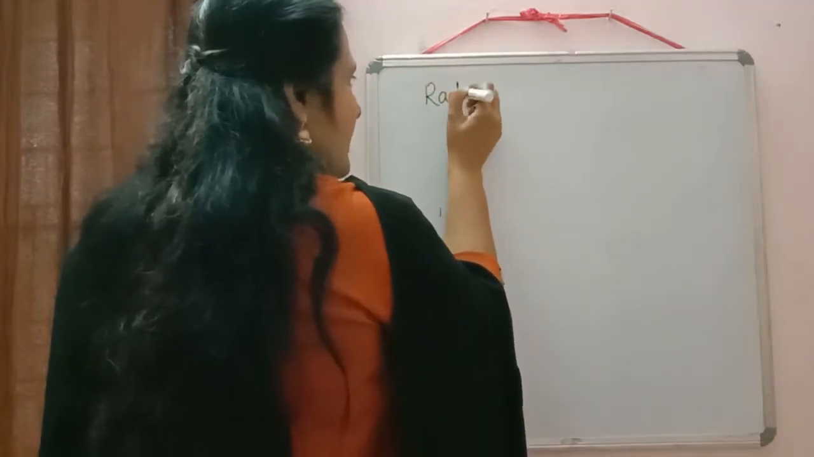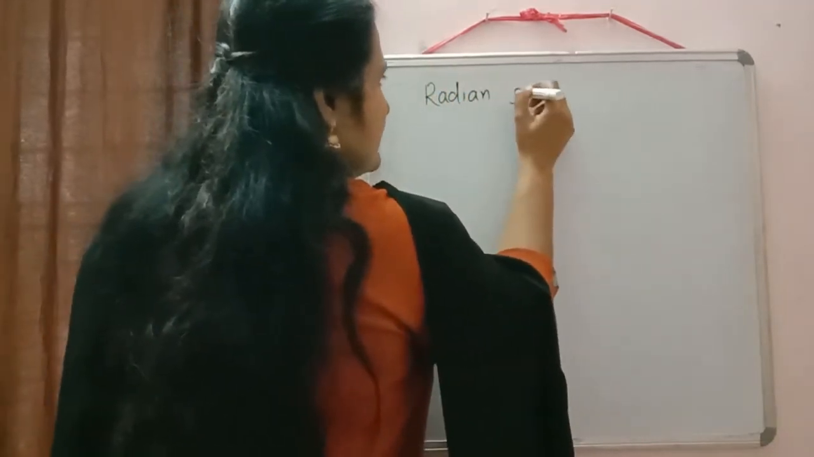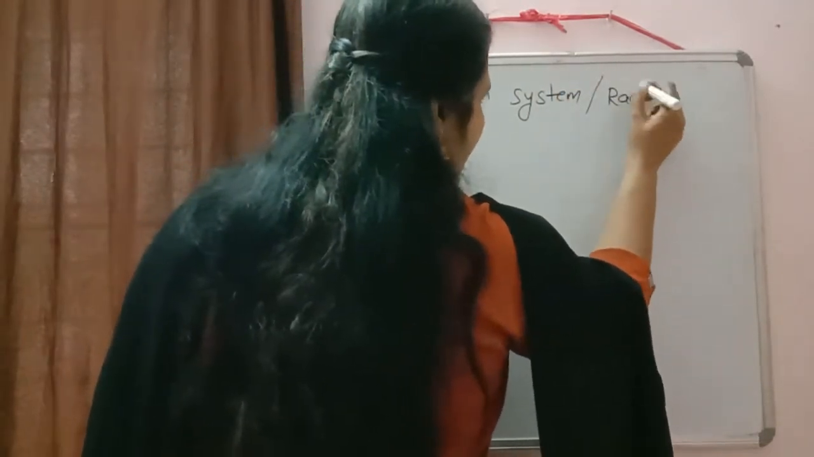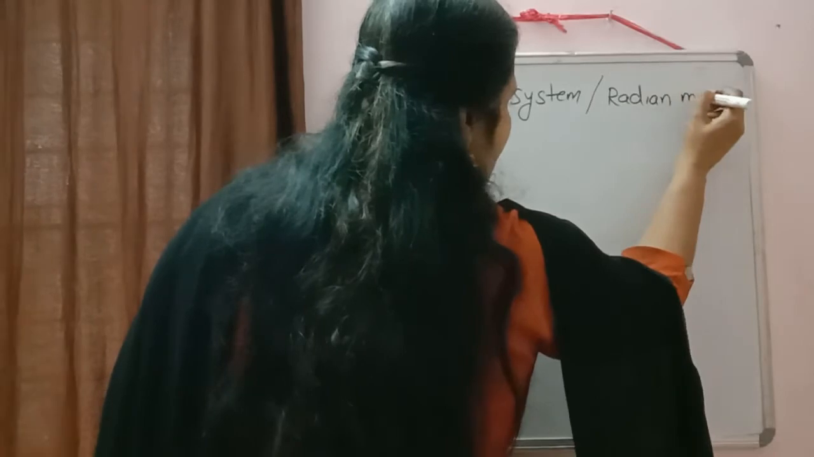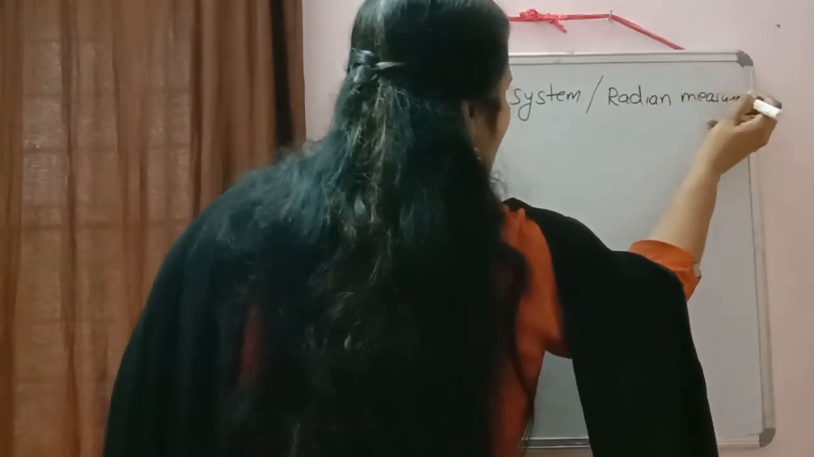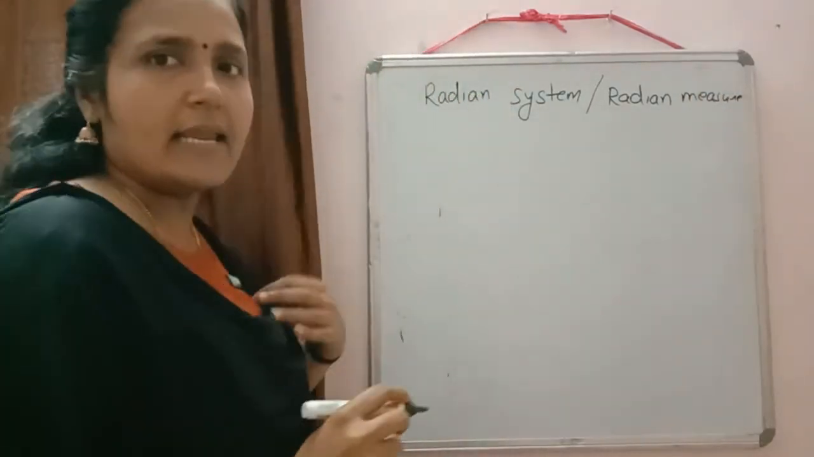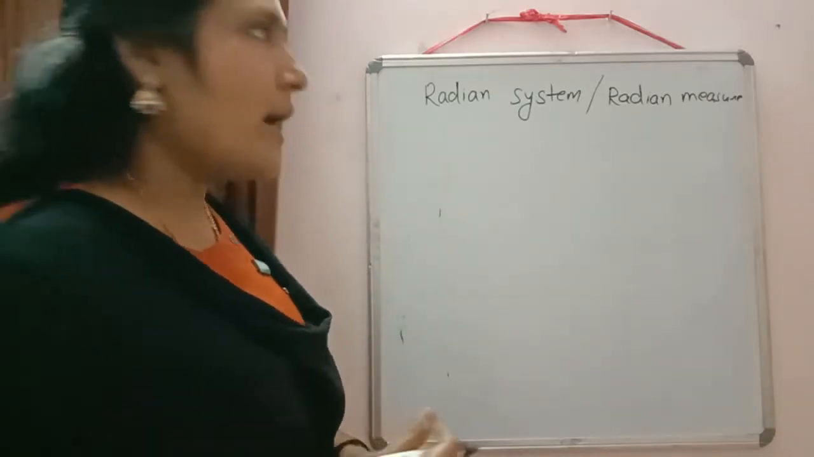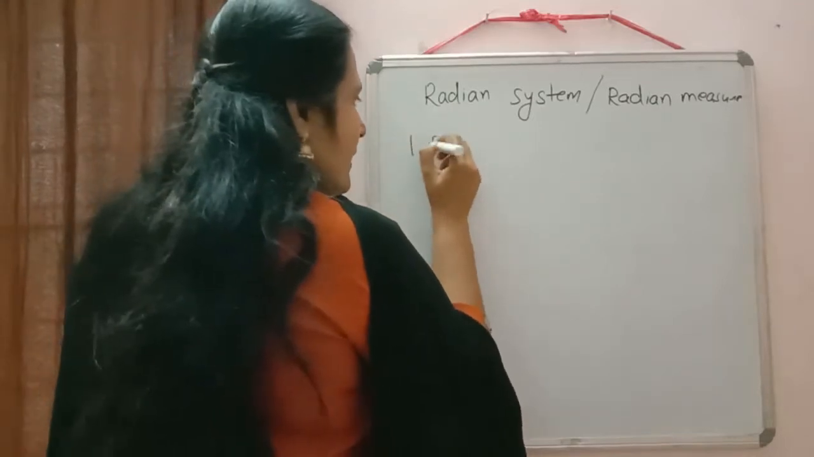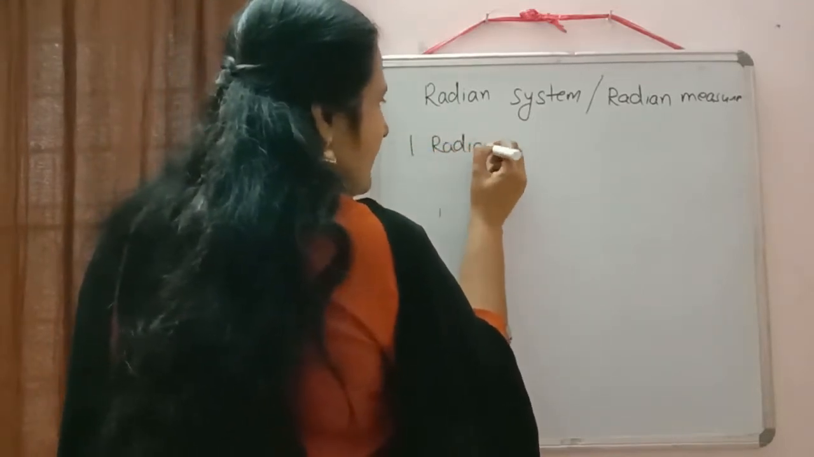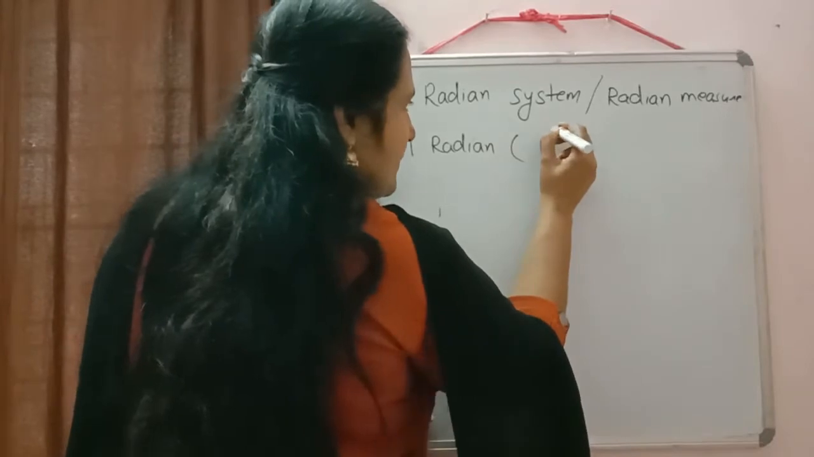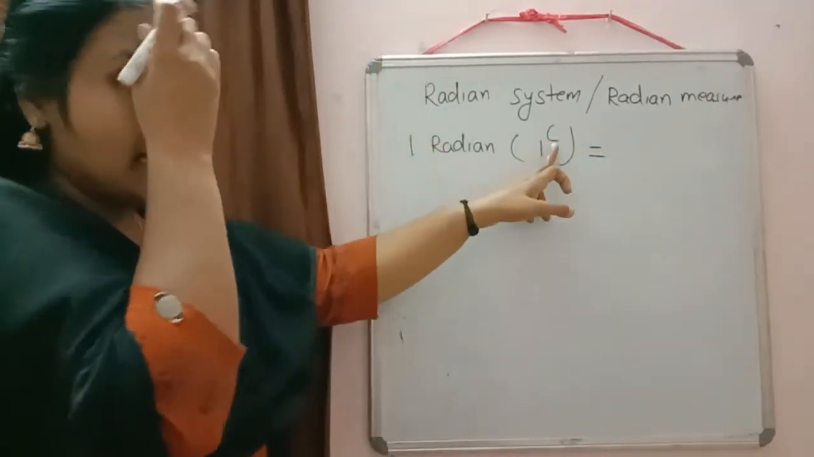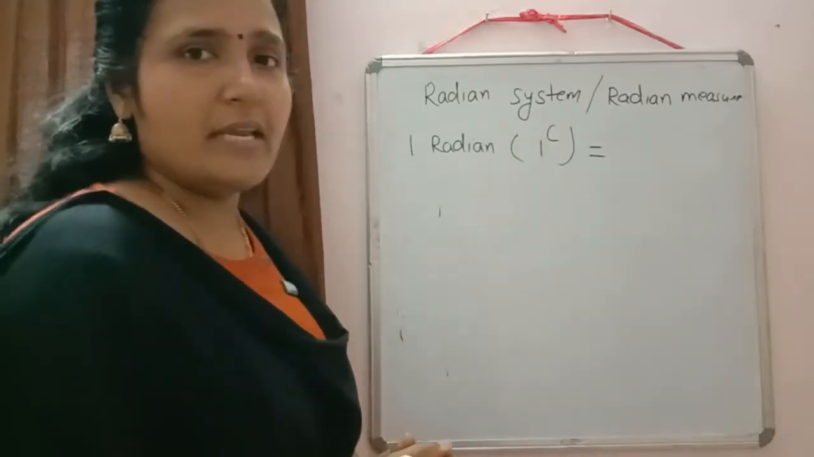So write down, put the heading radian system or radian measure. First, all of you just write down the definition and then I will explain radian. Just write down 1 radian, and radian will be denoted by this symbol there. Now write down the definition.